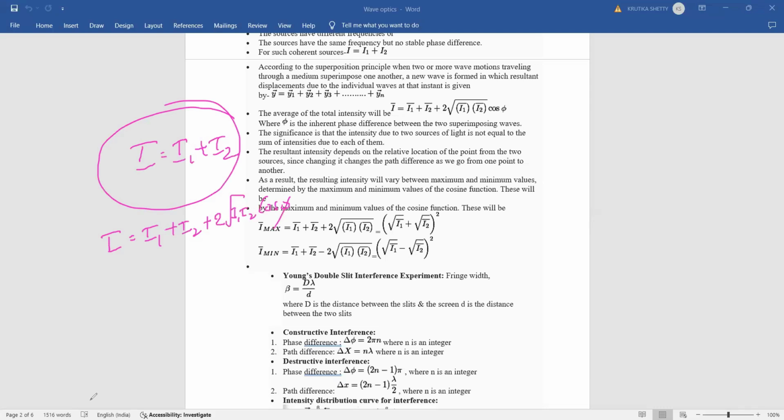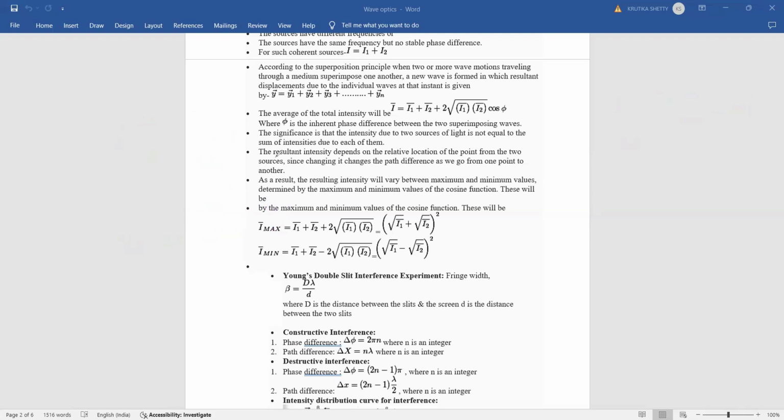In the vectors chapter you must have learned that the resultant is given by the root of a square plus b square plus 2ab into cos of theta. But there everything is under the root, whereas here we don't have everything under the root. Here it is I1 plus I2 plus 2 root of I1 into I2 into cos of phi. Again, here we have the conditions, which we will study now.